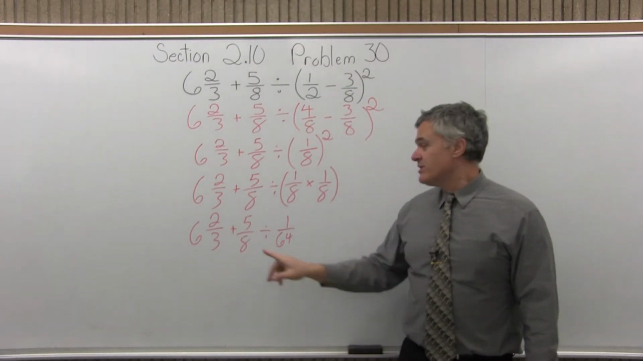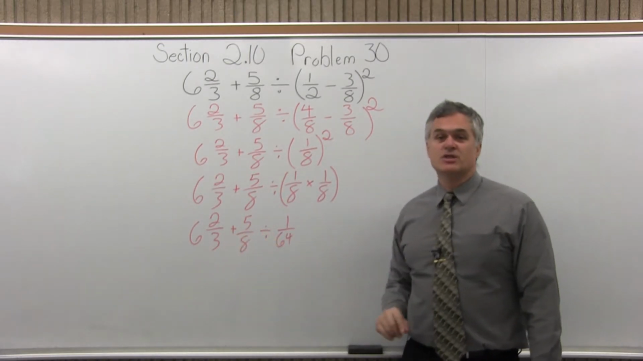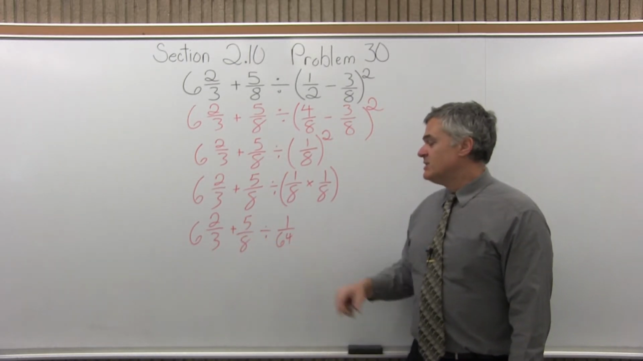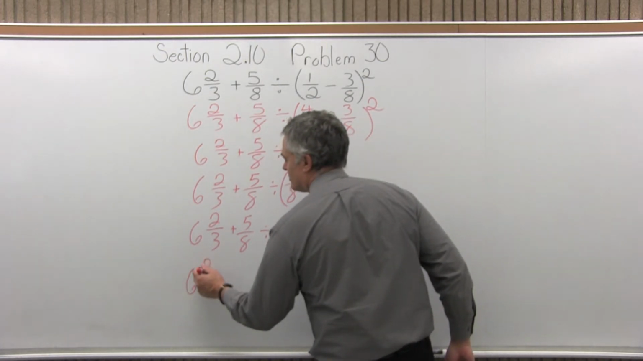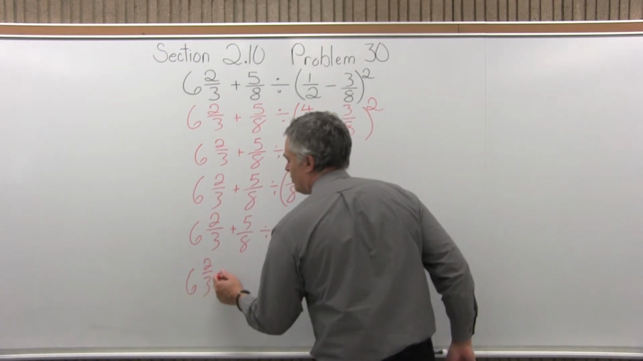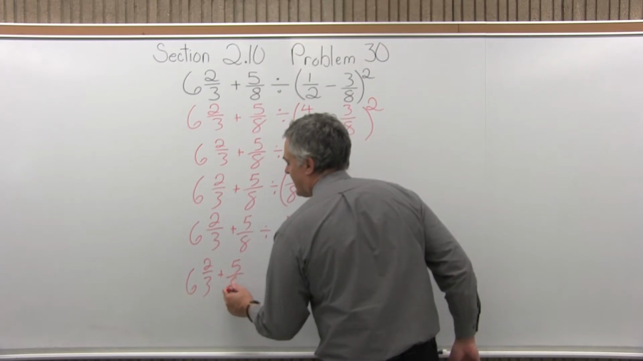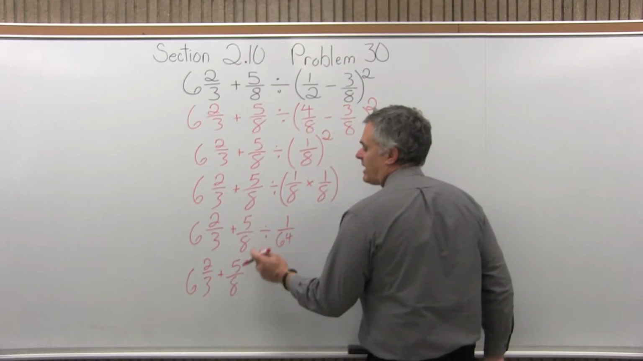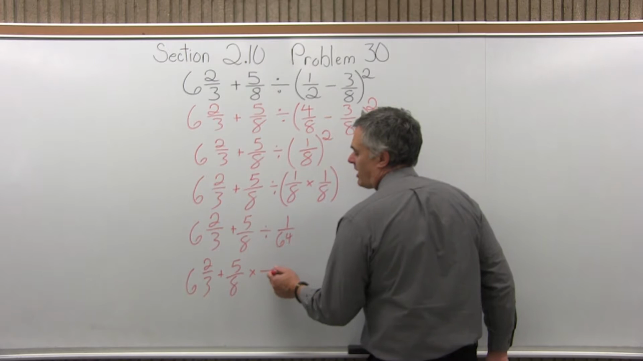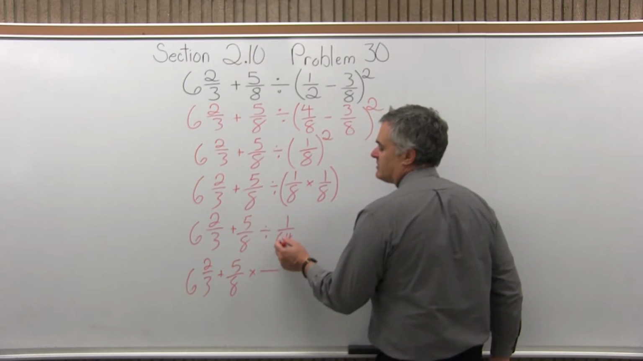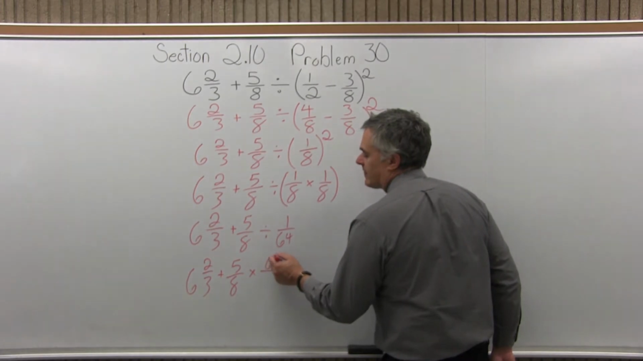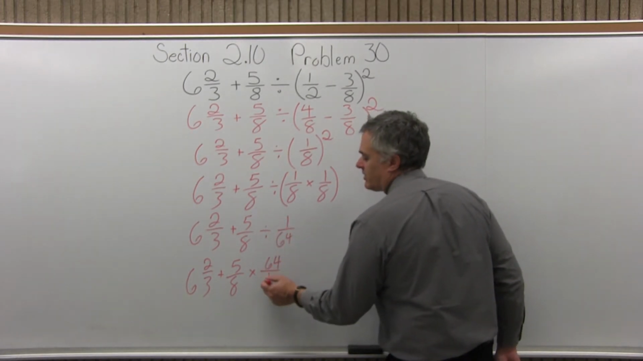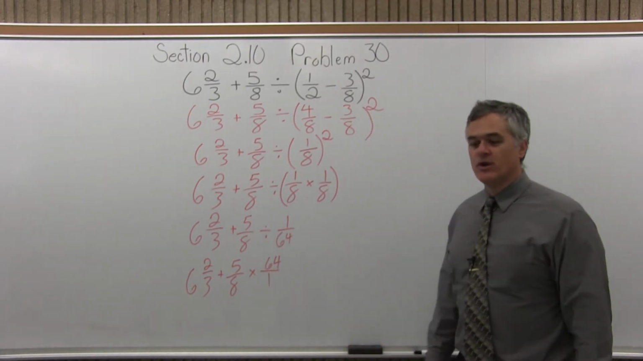Now what I'm left with is an addition and a division. Division has to be done before addition. So once again, the 6 2/3 will get left for one more step, plus 5/8. And now when I divide by a fraction, what I do is I multiply and I invert the fraction. The 64 goes from the denominator up to the numerator. And the 1 that was in the numerator goes down to the denominator. That's how you would invert it.